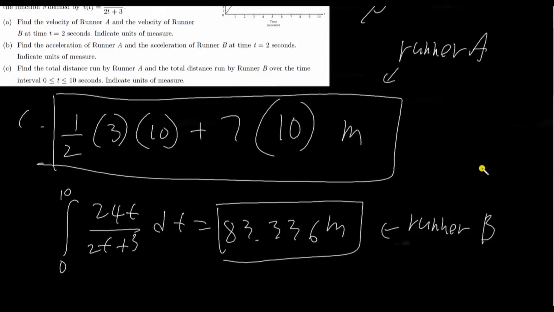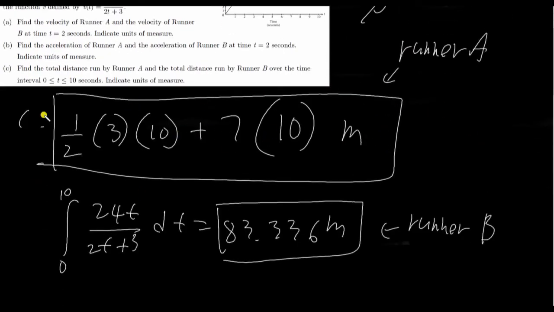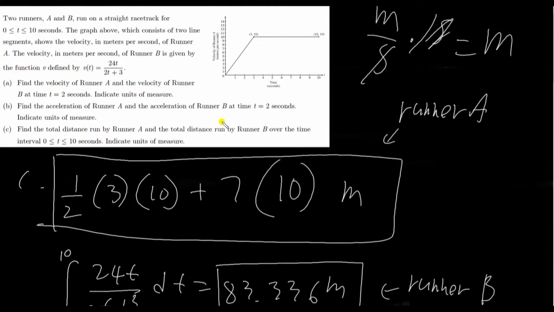Alright, so that was part C. You'd get 1 point for the runner A, 1 point for the integral for runner B, 1 point for the answer for runner B, and for this whole question in general, if you got all the units, that would be 1 extra units point. Okay, that was question number 2.